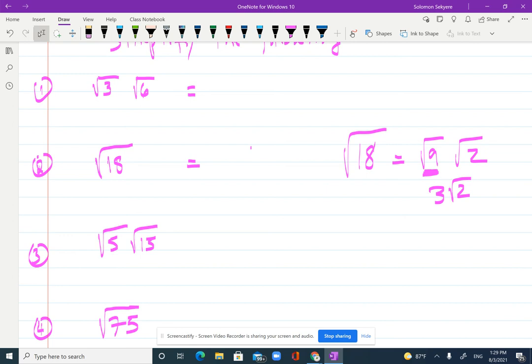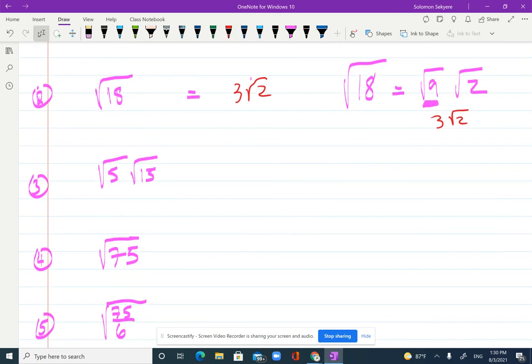What is square root of 3 times square root of 6? You get square root of 18. And if we want to simplify square root of 18, the key is you see if you can split 18 into its factors, 2 and 9, 3 and 6, and pick the one that has a perfect square in it. So now I write square root of 18 is the same as square root of 9 times square root of 2. What is square root of 9? 3. So that's my final answer: 3 root 2.